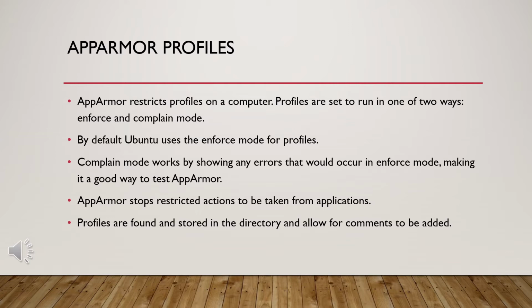Next, we're going to be talking about AppArmor profiles. AppArmor restricts profiles on a computer. Profiles are set to run in one of two ways: enforce and complain mode. By default, Ubuntu uses the enforce mode for profiles. Complain mode works by showing any errors that would occur in enforce mode, making it a good way to test AppArmor. AppArmor stops restricted actions from being taken by applications, and profiles are found and stored in the directory and allow for comments to be added.